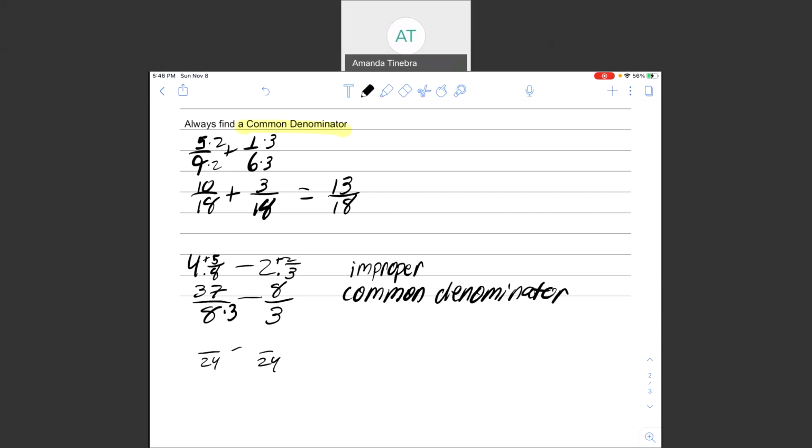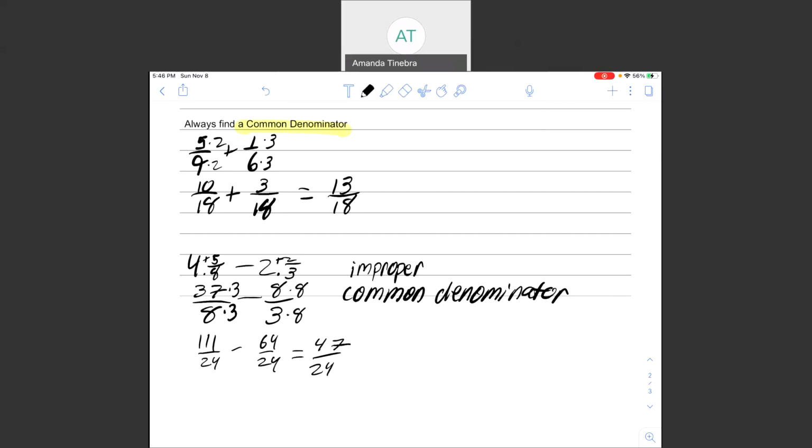8 times 3 is 24, so I need to do 37 times 3. I can do that on a calculator, or I can work that out by hand. Either way, when I do that, I get 111. Then, for turning 8 thirds into 24ths, 3 times 8 is 24, so I'll do 8 times 8, and I get 64. 111 24ths minus 64 24ths, that's going to give me 47 over 24.